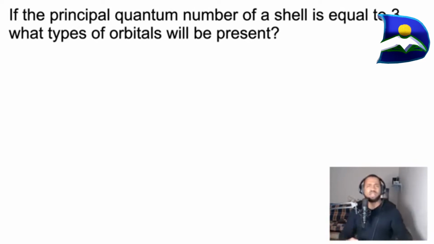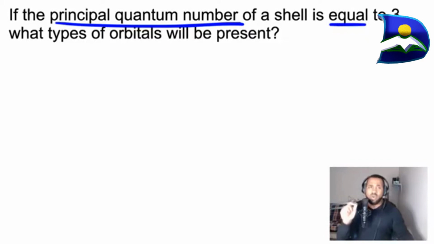The question actually gives you some really deep insight into what to expect and what to move forward with. So in here, we're dealing with a couple of things. We're dealing with the principal quantum number. We're dealing with a number, which in this case is equal to 3. And the question is asking, what are the types of orbitals?